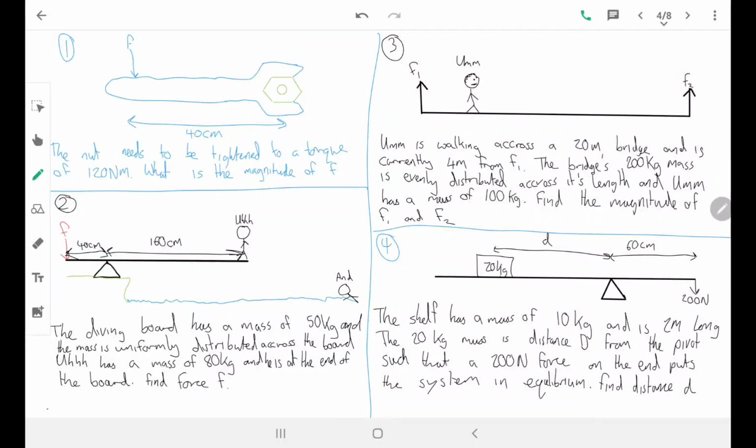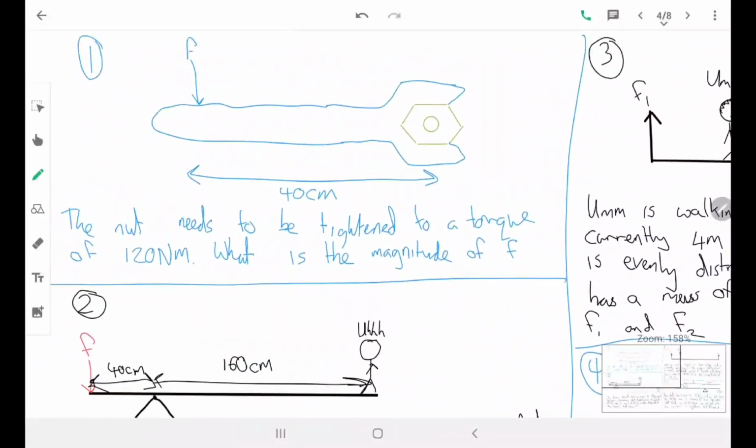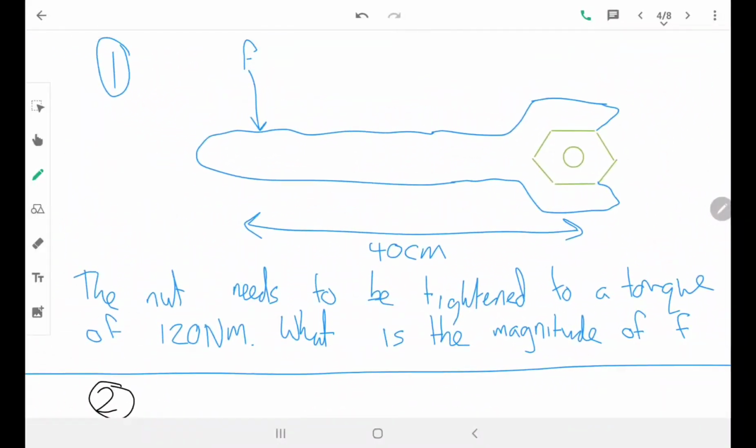Here we have 4 questions for you to have a go at. Feel free to pause the screen, and then you can have a go at them on a piece of paper. And I'm going to just zoom in now on each of the questions, give you a better view depending on what screen size you're viewing this on, and then read them out.